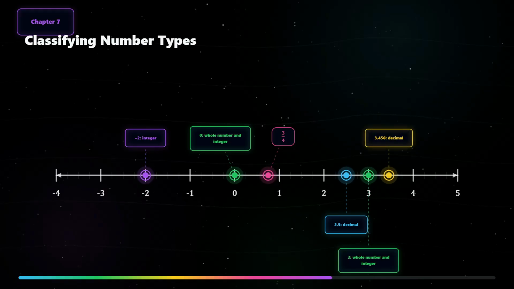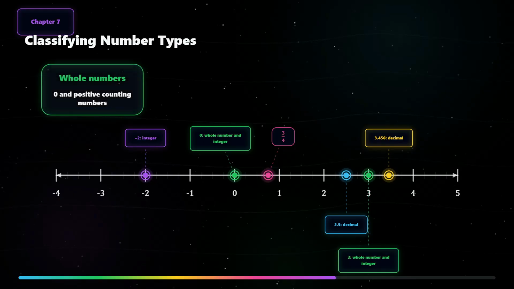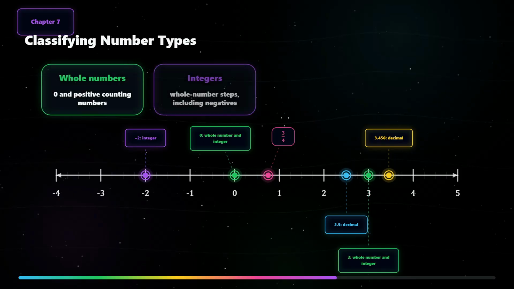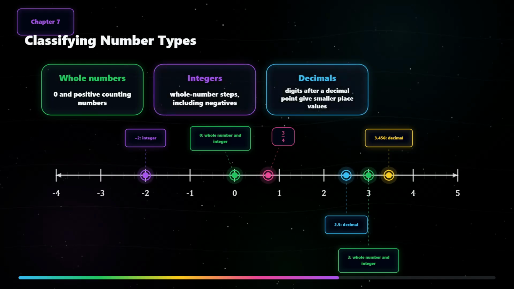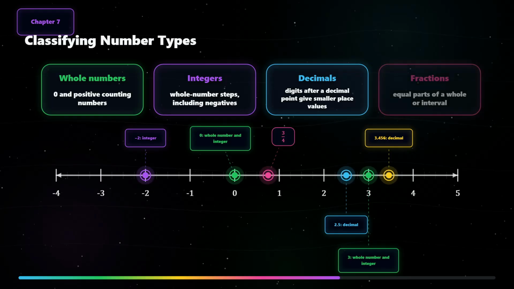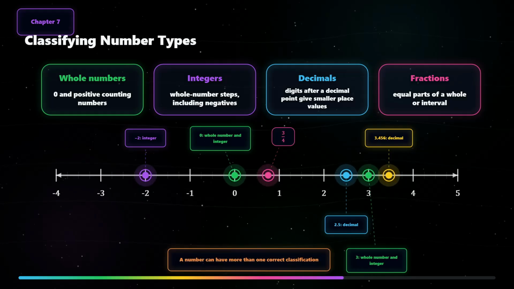3.456 is also a decimal, because it uses digits after the decimal point to give a more precise position. So the checklist is simple. 0 or a positive counting number with no decimal or fraction part means whole number. A whole number step, including negatives, means integer. A number with a decimal point means decimal. A number written as equal parts with a numerator and denominator means fraction.